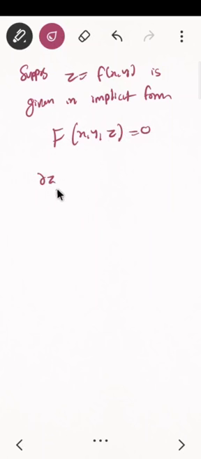Suppose you have z equal to f of x y given in implicit form. What is implicit form? That means it is given something like this: f of x y z equal to 0. Now the question is, they want you to find dou z by dou x. Suppose this is the question.